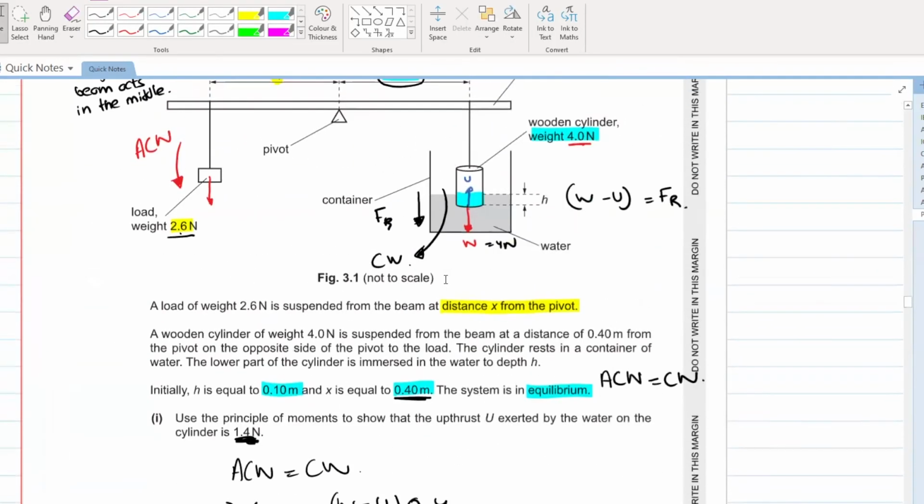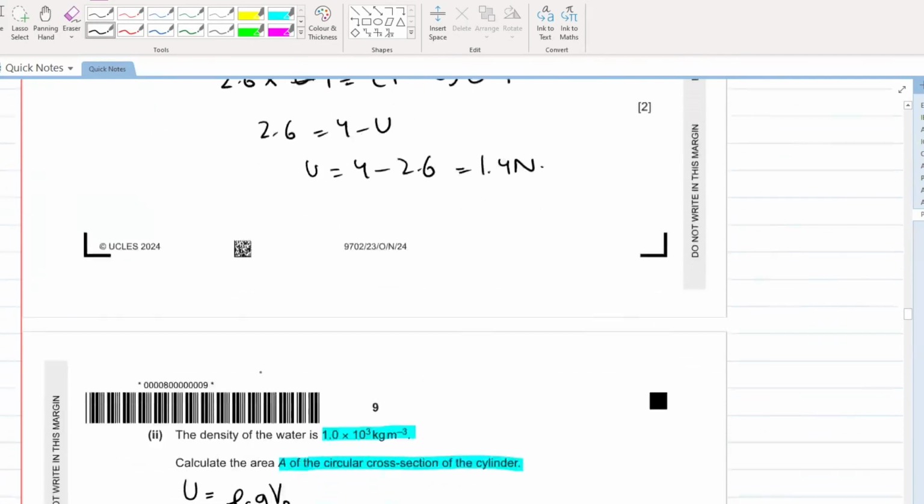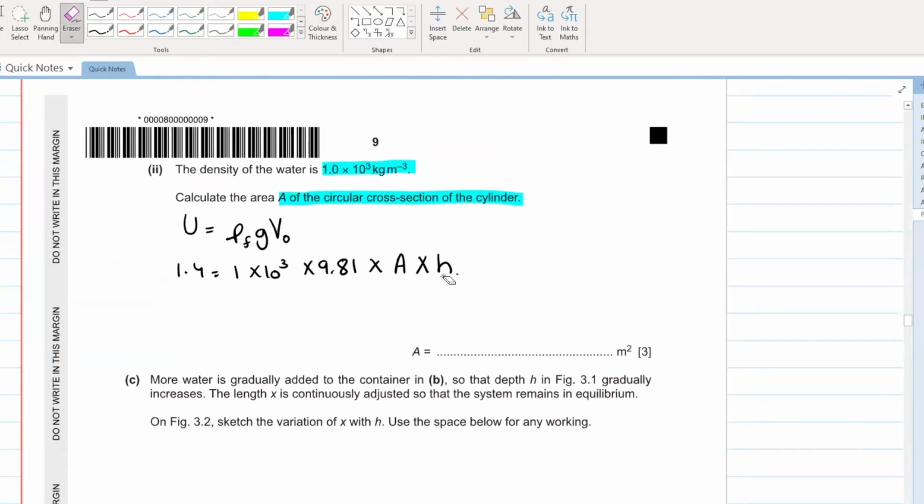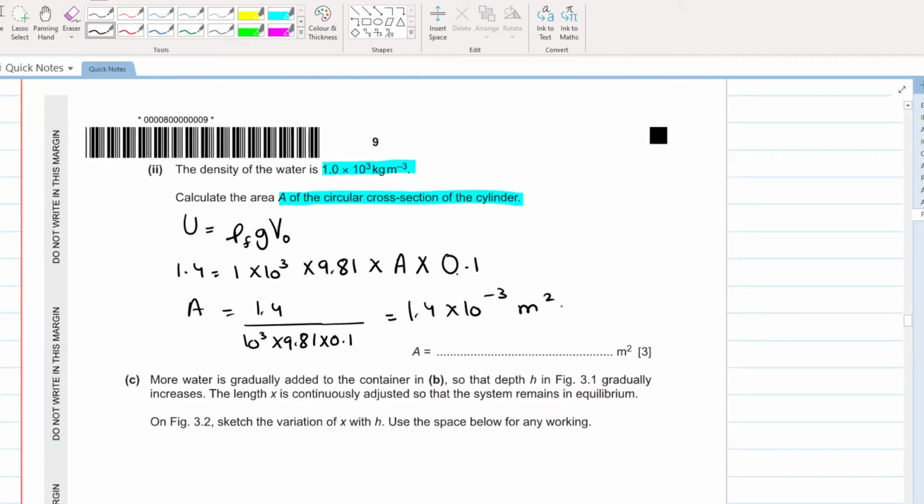Now, if you look closely and if you are paying attention, the height h was given 0.1 meter. So instead of h, we will say it is 0.1. Can I calculate the area? Yes, 1.4 divided by 10 to the power of 3 into 9.81 into 0.1. Your area comes out to be 1.4 into 10 raised to the power of minus 3 meter square.